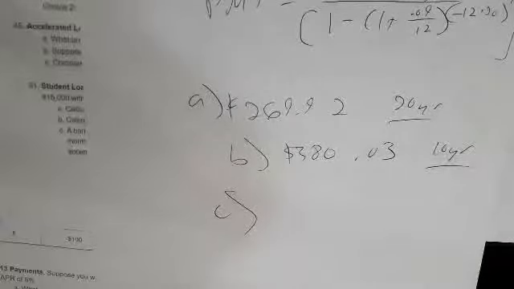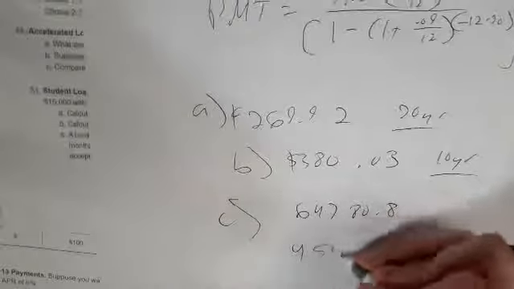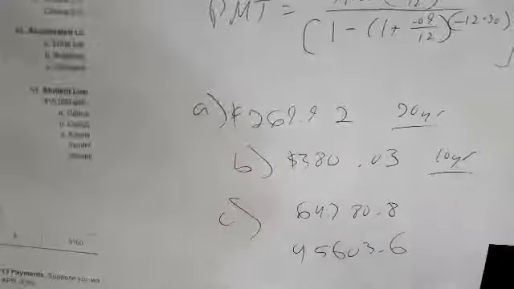So what are we doing? We're doing $269.92 times 12 times 20, I believe, right? That gives me $64,780.8. So we're talking about that number. We're talking about $380.03, and we're doing times 12 times 10, which is giving me $45,603.6.